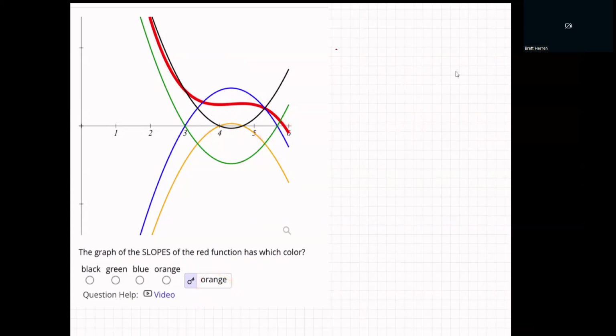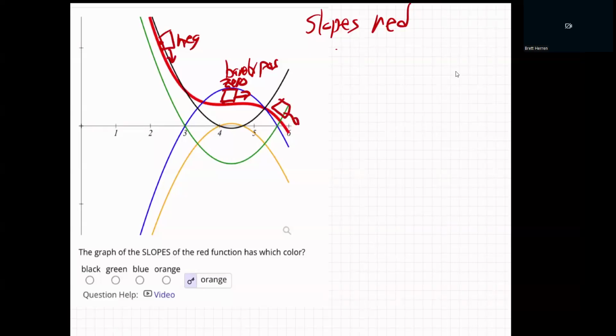Well, here's the deal. First off, you've got to find the slopes of the red. Imagine you're on a roller coaster. Here we are on the red function. We're going down. That's a negative slope. We're going downhill. Then right about here or so, we hit kind of a zero slope, kind of flat. Maybe we're going up a little bit, maybe just barely positive. And then over here, it's back to a negative slope again.